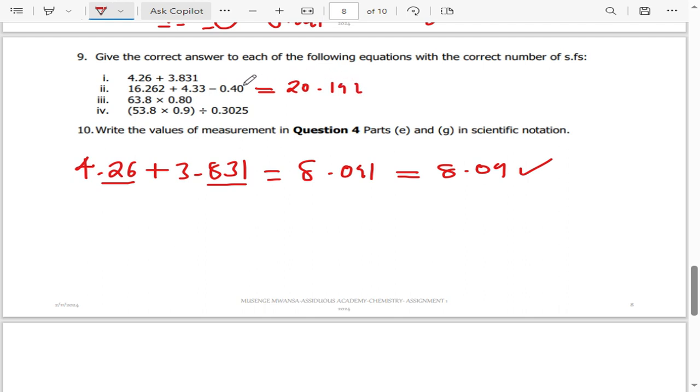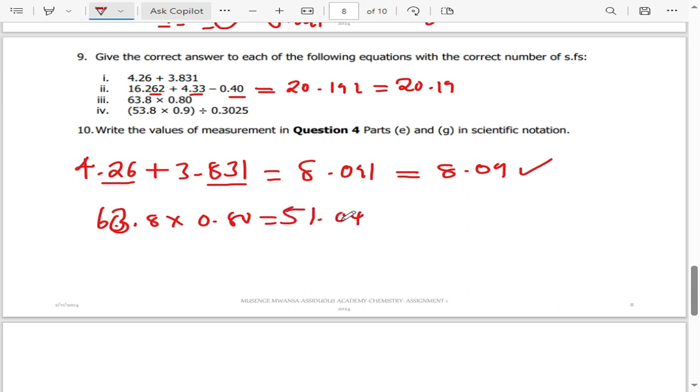Look at the number with the fewest number of decimal places. This is 3, this is 2, this is 2. The final answer should have only two decimal places, meaning that the answer is going to be 20.19. Okay, like that. For this other one, we are multiplying 63.8 times 0.80. The answer we're going to get is 51.04.